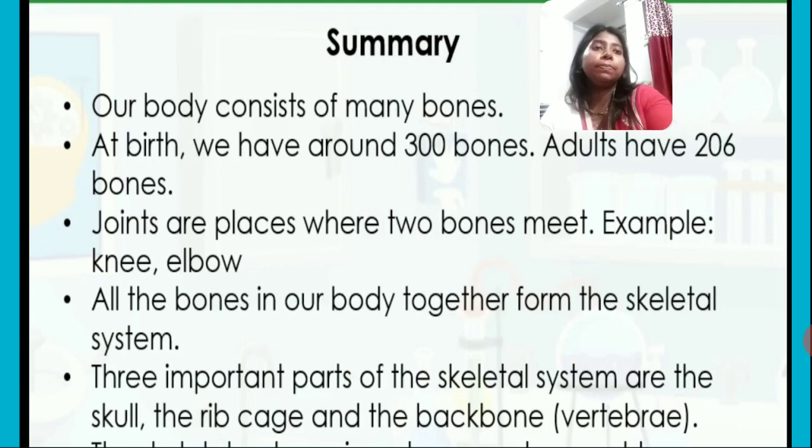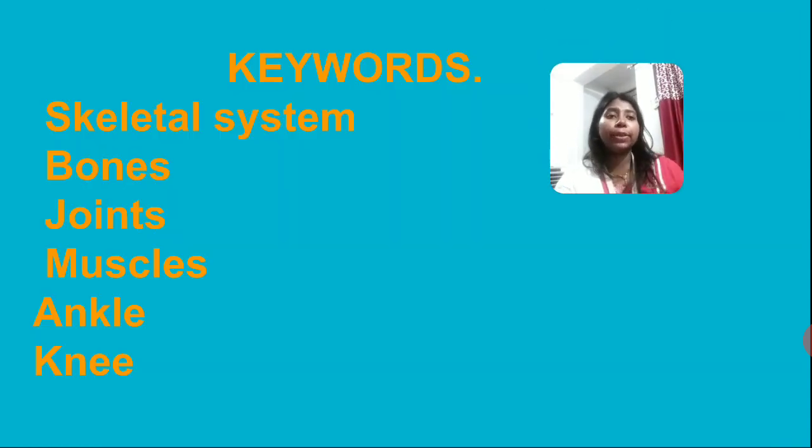Clear? So see that these are the keywords. The keywords are skeletal system, bones, joints, muscles, ankle and knee. Will you remember? Okay, I will read one more time. Skeletal system, bones, joints, muscles, ankle and knee.